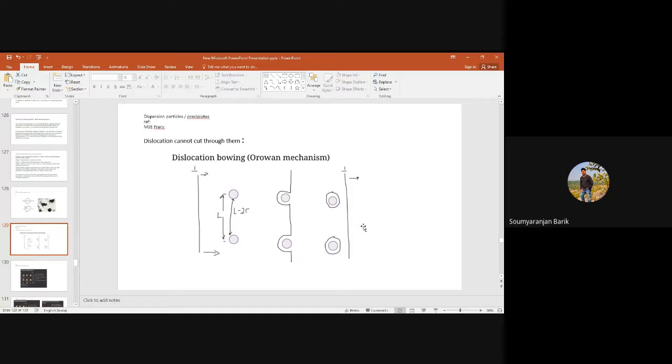Less. Yes, less. A loop has already been created, so the distance between them will be decreasing. You have to remember, if the distance is decreasing, bowing will be difficult. You have to apply more shear stress to bow the dislocation. So obviously strength will increase, right?